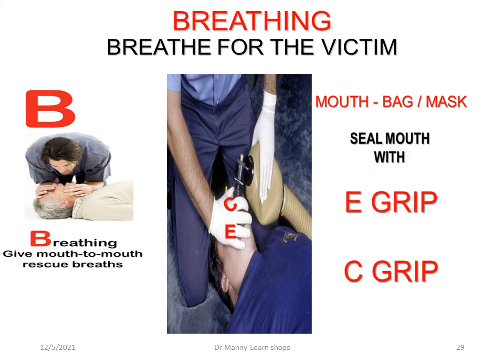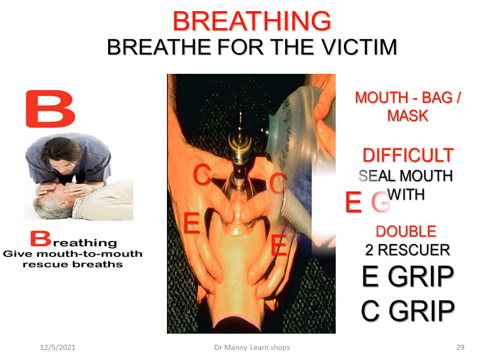Then you've got mouth to bag and mask. And this is also sealed with an E grip or C grip. If you've got a difficult mouth to seal, then this is an indication for advanced airway management, which we're not discussing in this learn shop, but you can use 2 providers. And this is called the double 2 rescuer E grip, C grip. One provider does the E grip and C grip with both their hands, while the other provider bags.